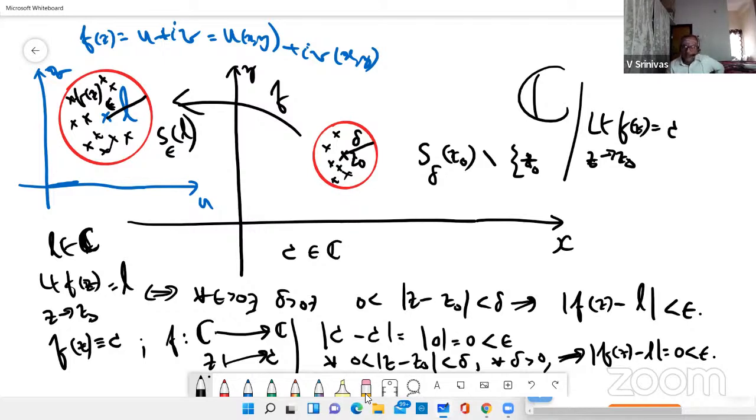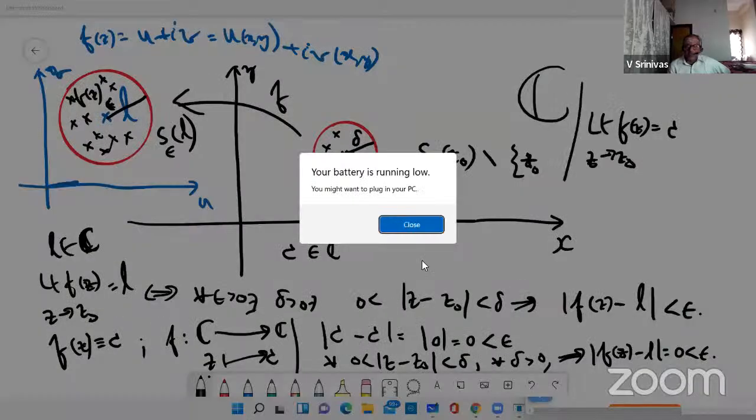For this particular function you can take any positive delta. What will be the z in this delta neighborhood? What is the f(z) value? The f(z) value is c, and L is c. Modulus of c minus c.